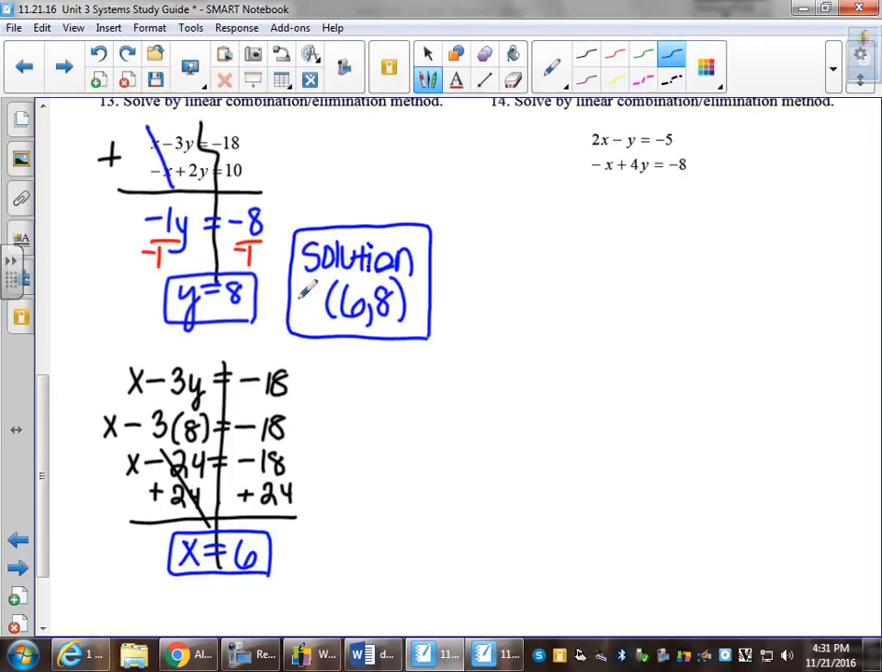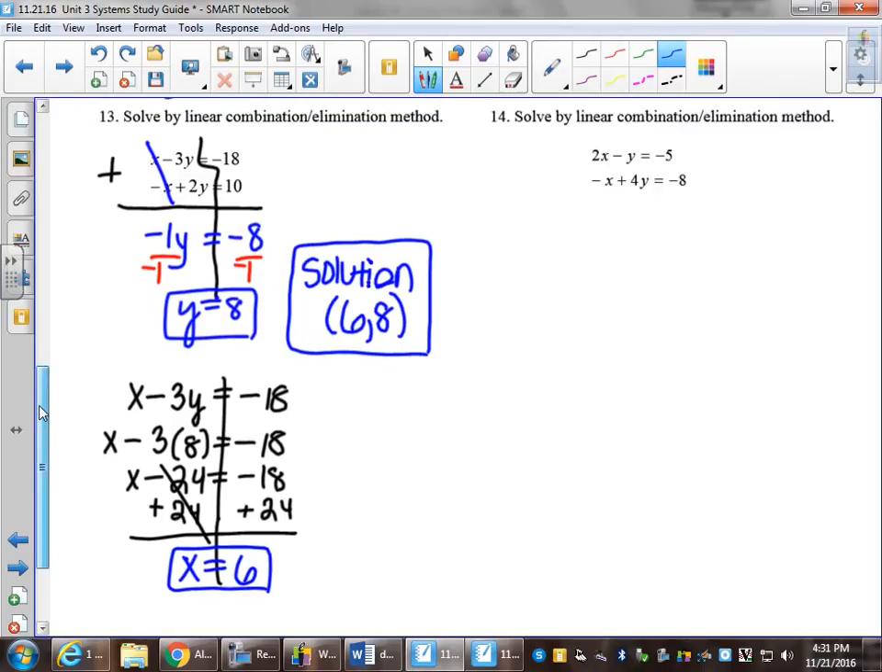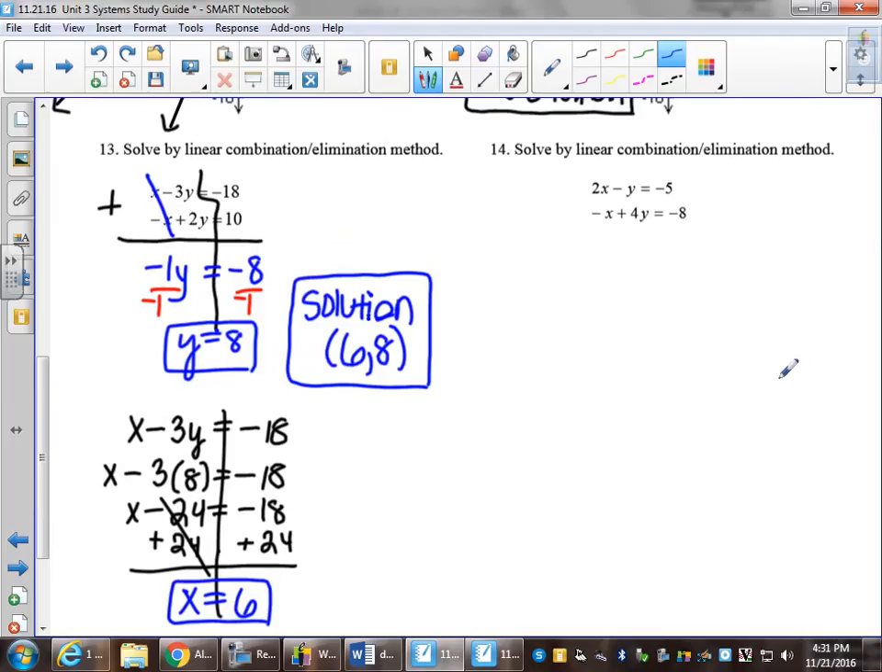Be careful. Sometimes people are like, ooh, look, the first one I found, that's x. No, careful. This is y equals 8. So you happen to find y first, and then you found x. So be careful putting them in the right order. 6, 8. Looking at number 14, do we have inverses?